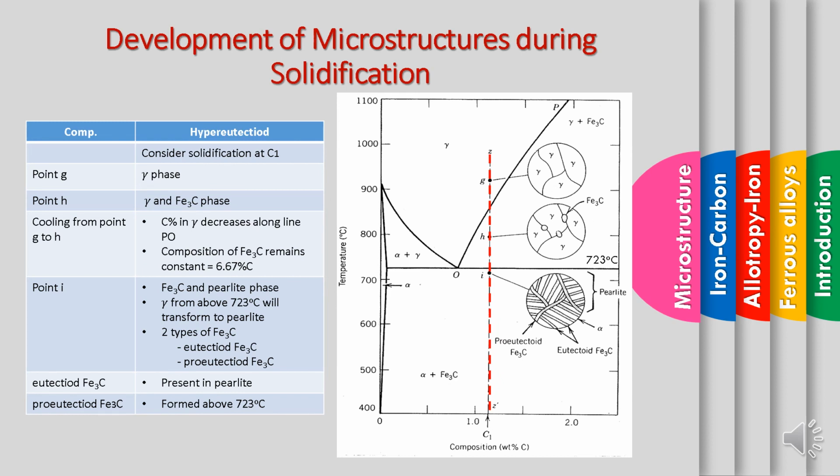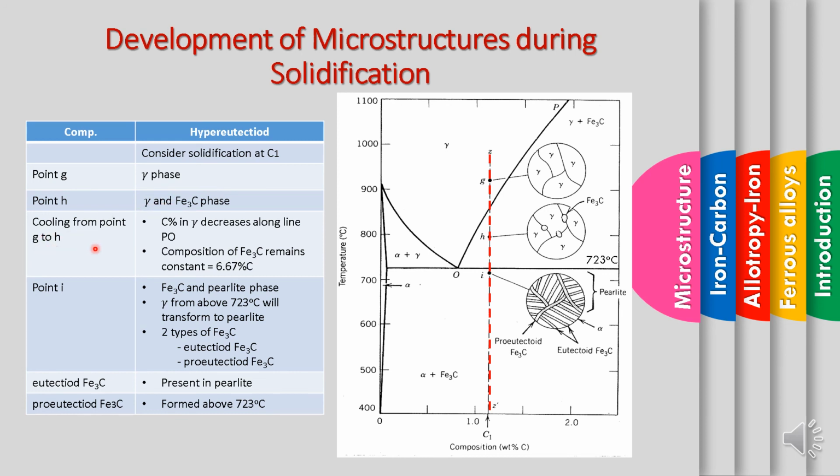And if we discuss the hypereutectoid, please consider this line. We can discuss the different points G, H, and I. As you can see, the formation of cementite starts to nucleate here, and finally it produces a very big cementite along the way. So at points G and H, the gamma phase will start to transform into cementite phase along the way.